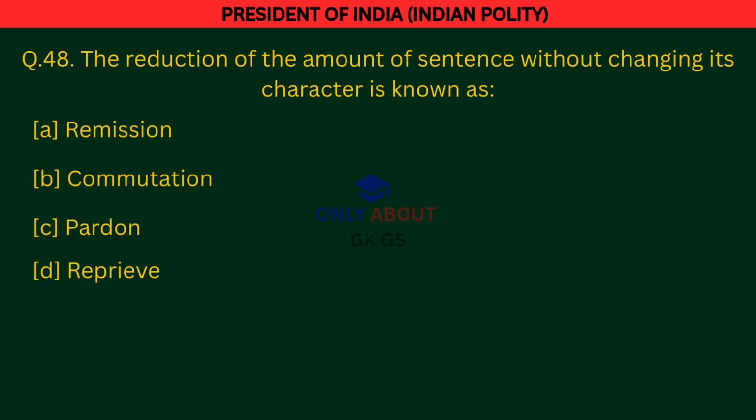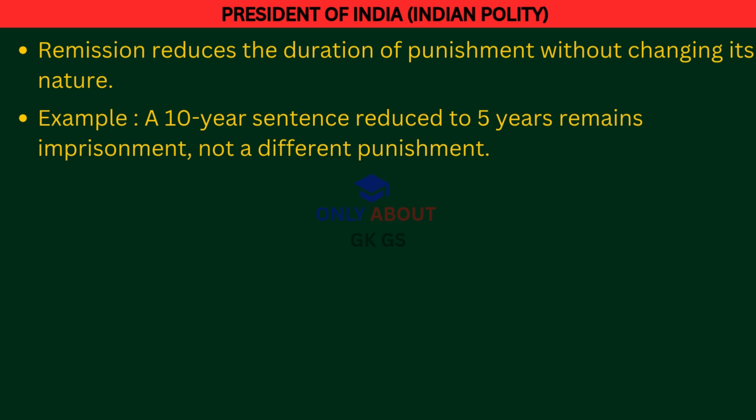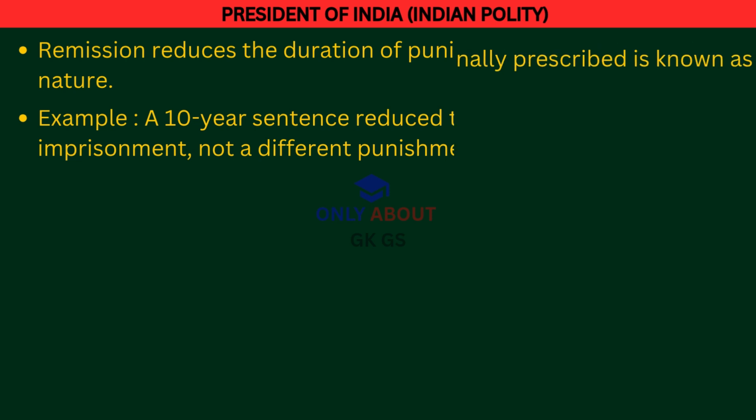Next question. The reduction of the amount of sentence without changing its character is known as... Correct answer: remission. Remission reduces the duration of punishment without changing its nature. Example, a 10-year sentence reduced to 5 years remains imprisonment, not a different punishment.